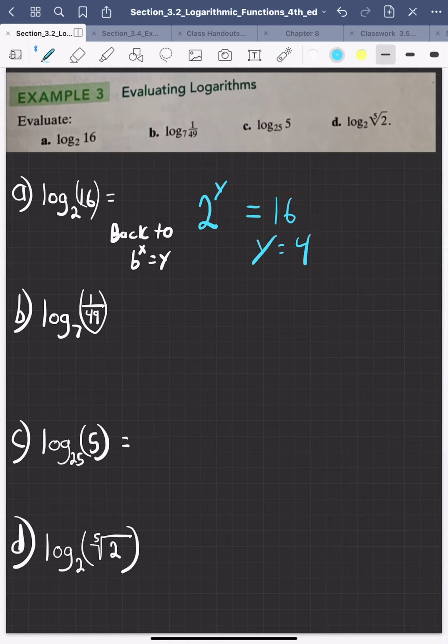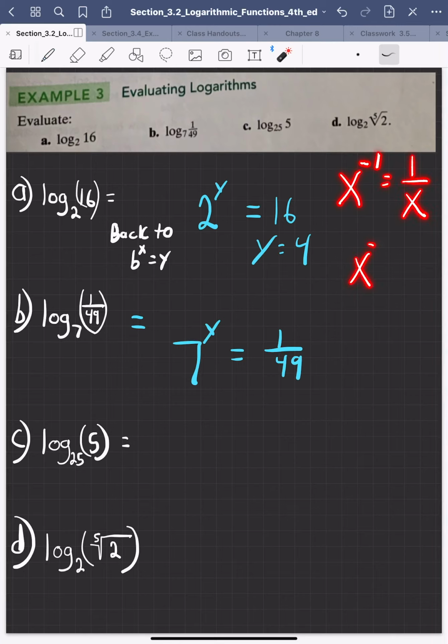Well, let's go ahead and get it back to exponential form. Start with a base, so base 7 raised to the power of, we don't know what that is, so that's going to be y again, has to be equal to 1 over 49. And in case it's been a while, just as you probably know, x to the power of -1 is equal to 1 over x. Now, x to the power of -2 is equal to 1 over x squared.